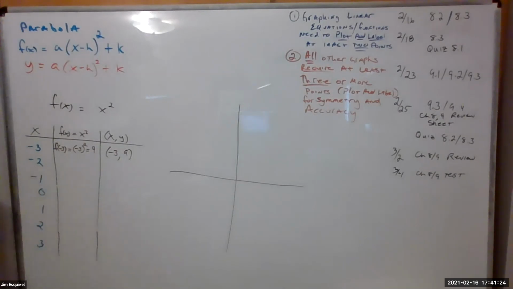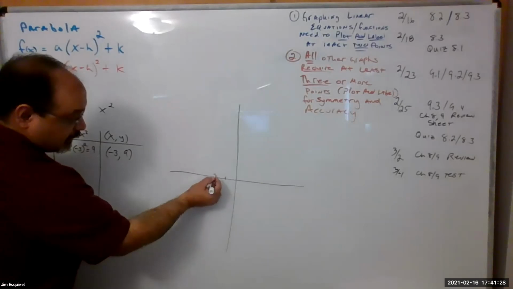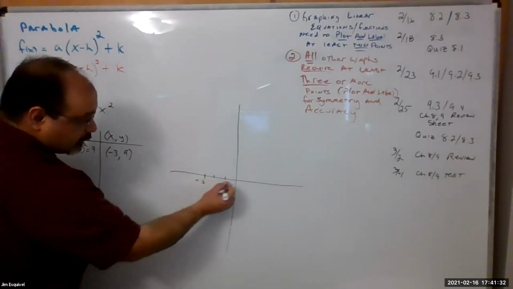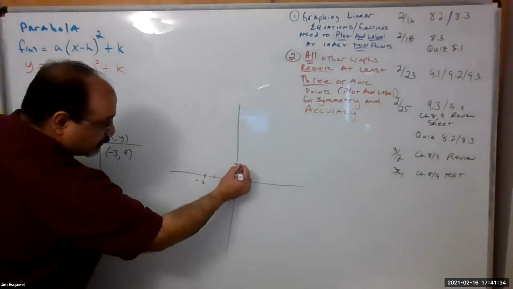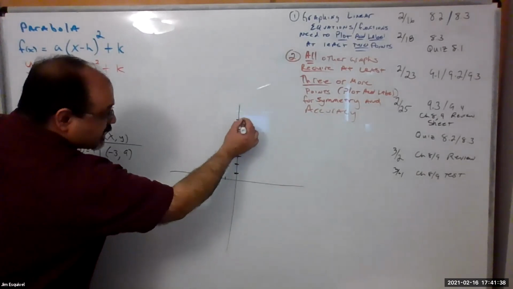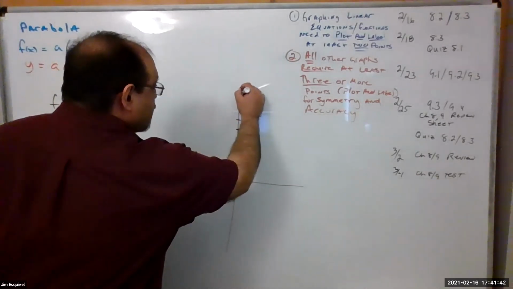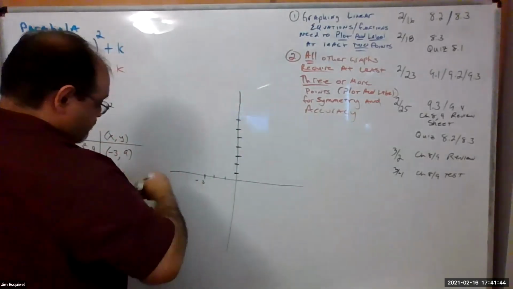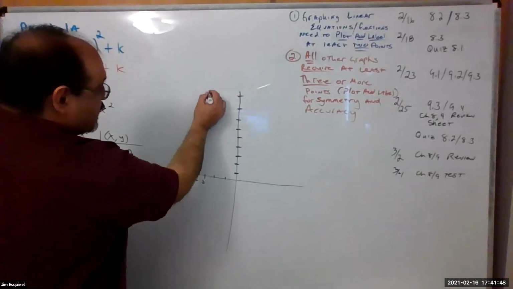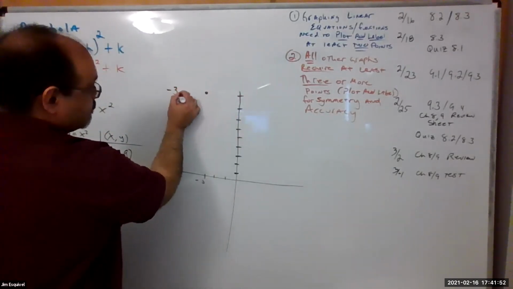For right now, yeah, that's off of our grid, but that's okay. So here's -1, -2, -3. 1, 2, 3, 4, 5, 6, 7. Missed it by that much. 8, 9. So -3 goes in, 9 comes out. Label it.